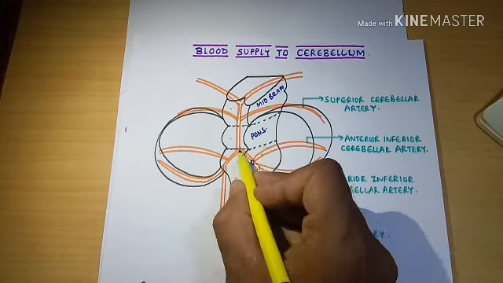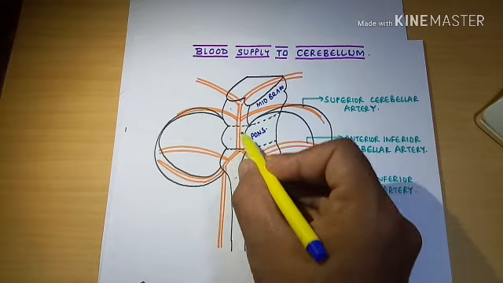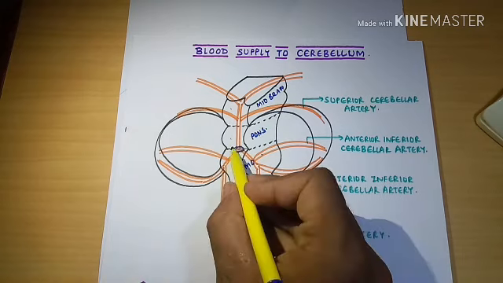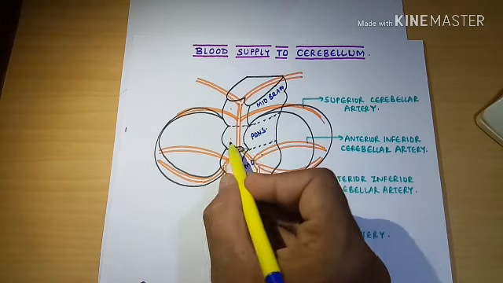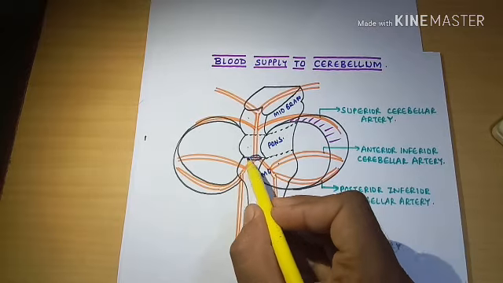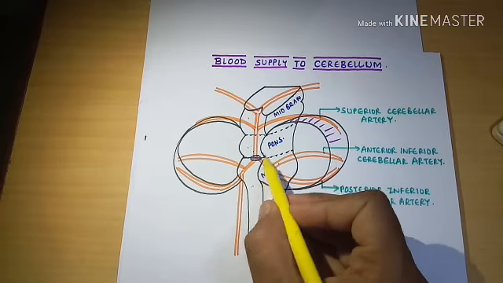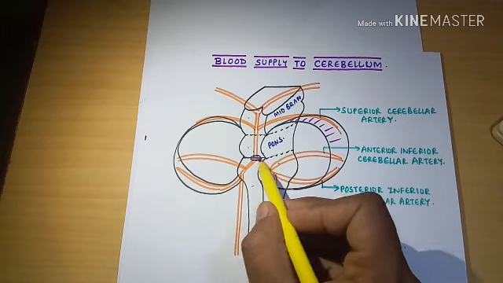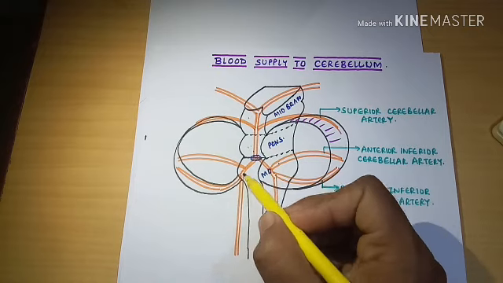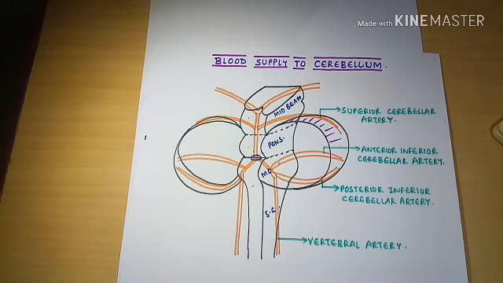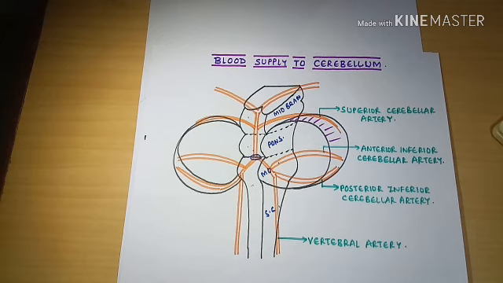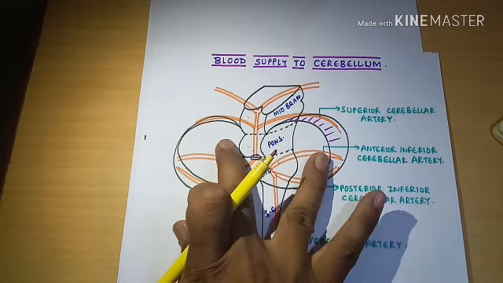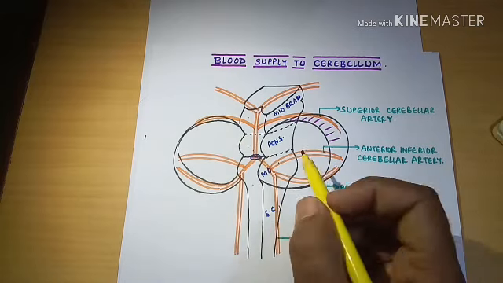The two vertebral arteries will unite together to form the basilar artery at the pontomedullary junction or the inferior pontine region. This is the junction between the pons and the medulla oblongata. So this junction is called the pontomedullary junction or the inferior pontine region. The two vertebral arteries will unite together at the pontomedullary junction and form the basilar artery. If these two are the cerebellar hemispheres, so these are the cerebellum.